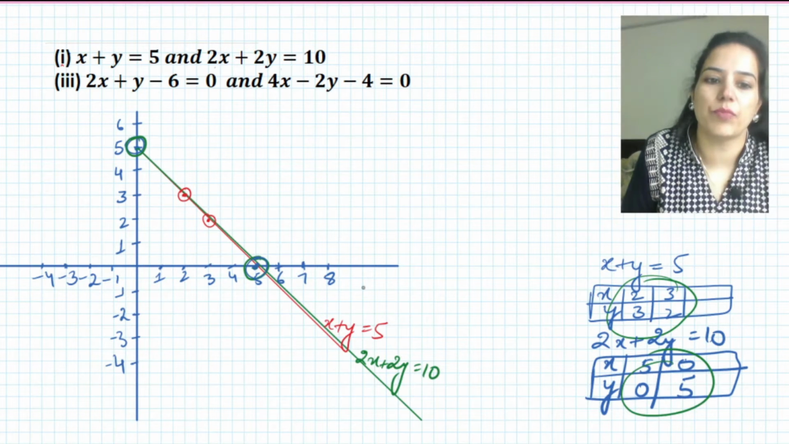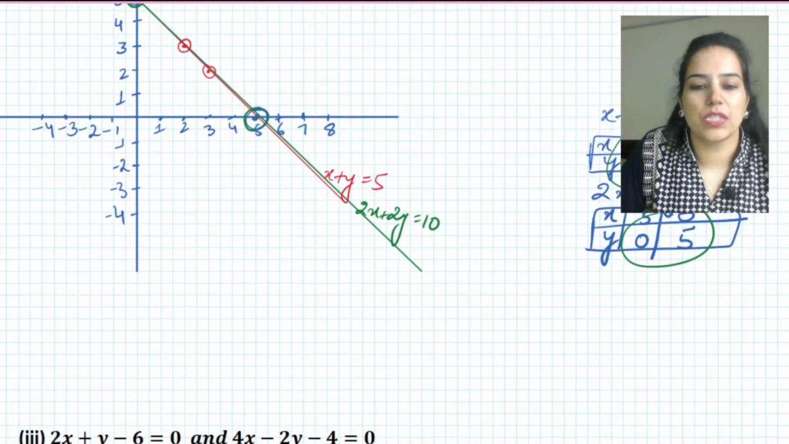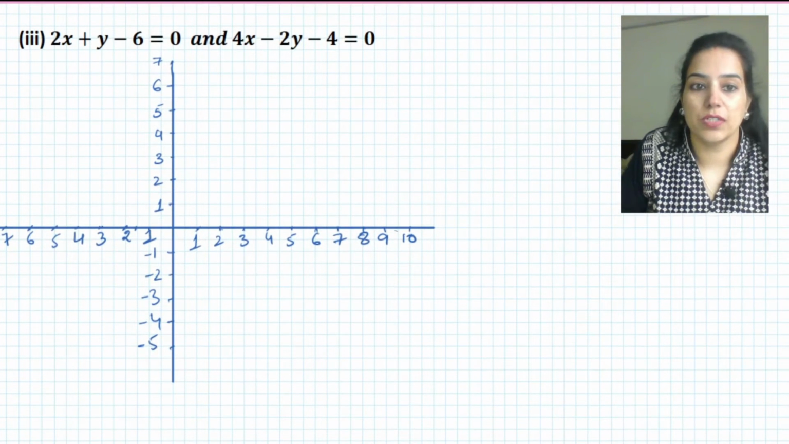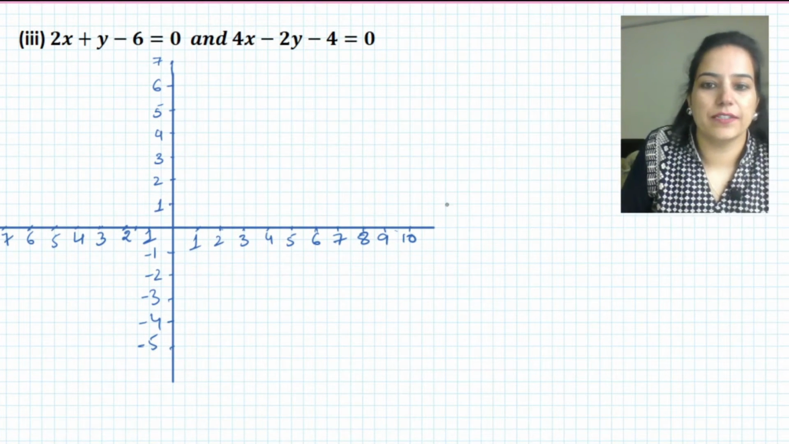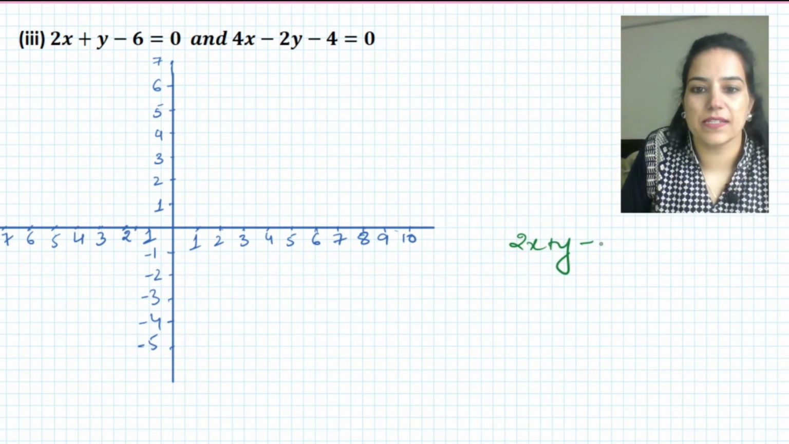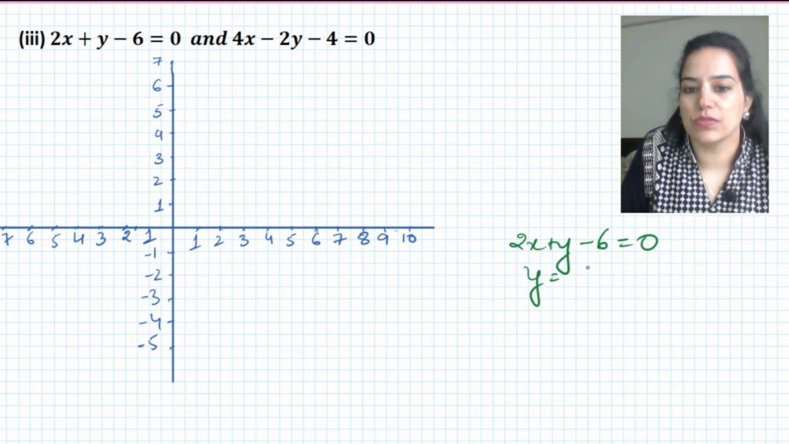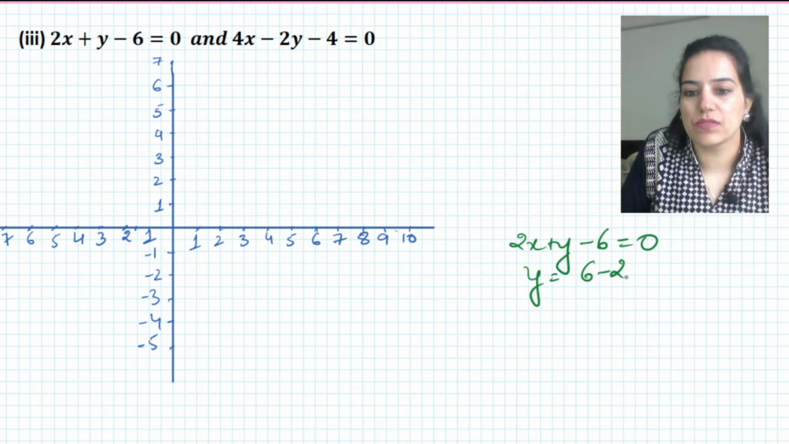In fact, any other point you want to pick, even that is a solution. Let's move on to the third part now. For the third part, let's find the points. Now 2x plus y minus 6 is equal to 0, right? So y is equal to 6 minus 2x.